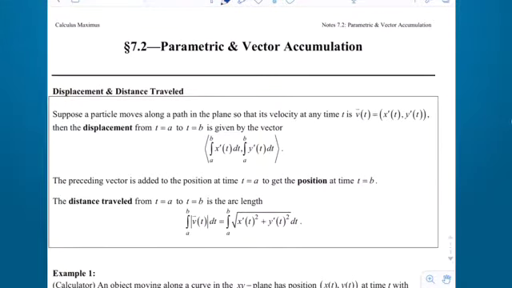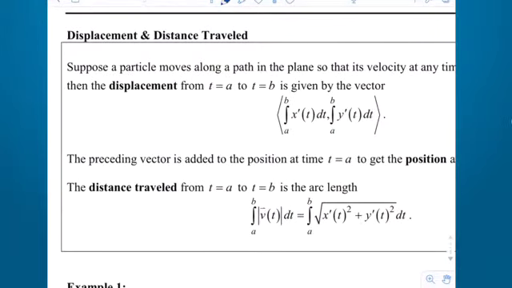So 7.2 parametrics again, this time accumulating instead of changing, differentiating. We'll be integrating. All right, so just another clarification. We did this when we started the last video, displacement versus distance traveled. They're only the same when you have linear motion and you're traveling in the positive direction.